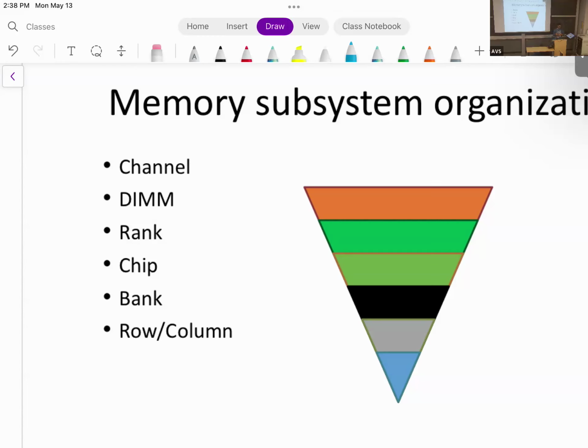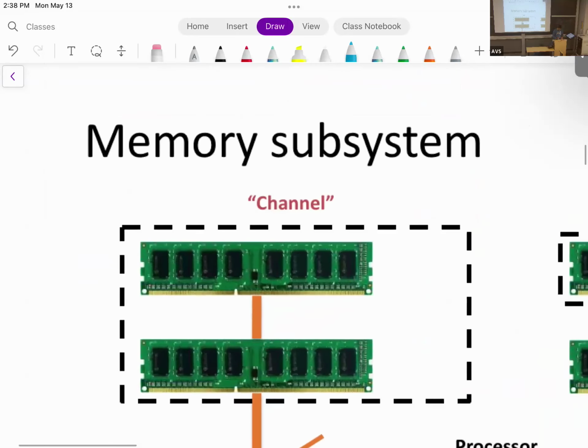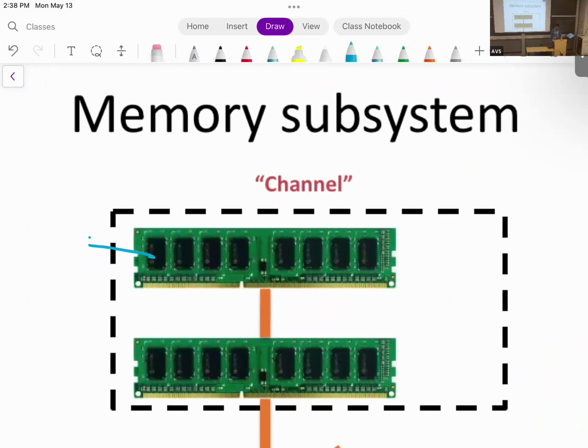And then usually each DRAM has 2 ranks if it has 2 different DIMMs. Within each rank, then we have chips. Let me see if I have, yeah, there you go. So these black ones are your chips.